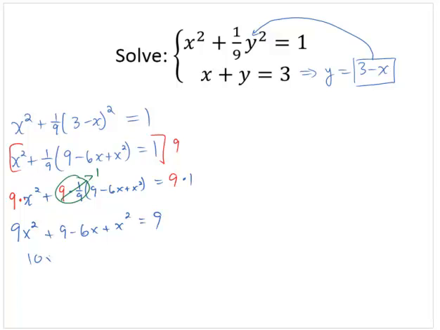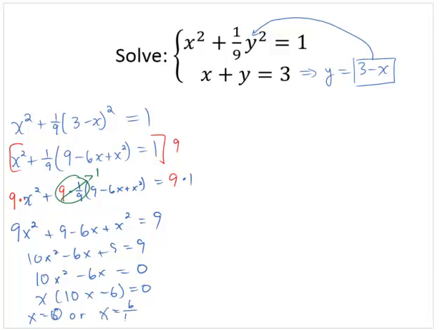So then 10x squared minus 6x plus 9 equals 9. Get it to 0, and we have 10x squared minus 6x equals 0. I can solve that by factoring. x times (10x minus 6) equals 0, and this implies that x equals 0, or x equals 6 over 10, which is 3/5. So x equals 0, and x equals 3/5.